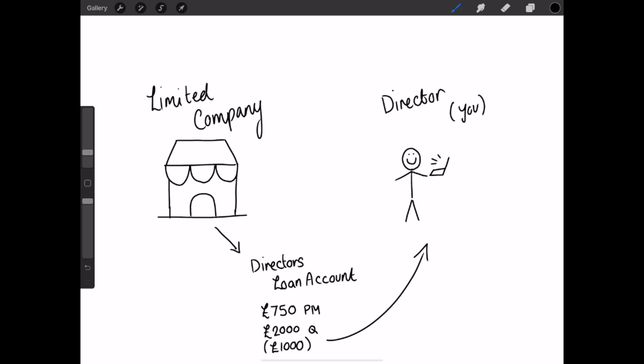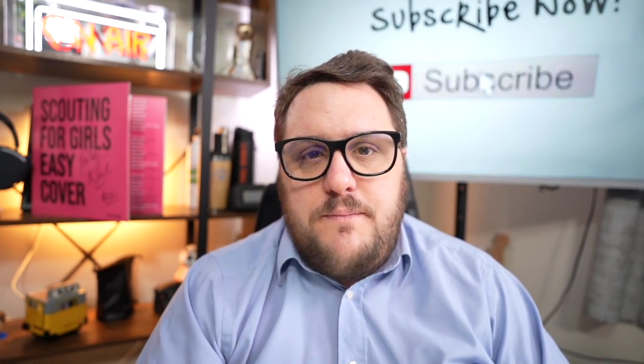Now, the director's loan account isn't just for looking at your salary and your dividends coming in. There's another crucial bit to it as well, and that's basically every time you interact with your business. So, for example, what if you had a laptop and a chair and a computer desk, and you had all of these assets that you know your business needs to be able to continue to work, and you already bought them before you started working with them?